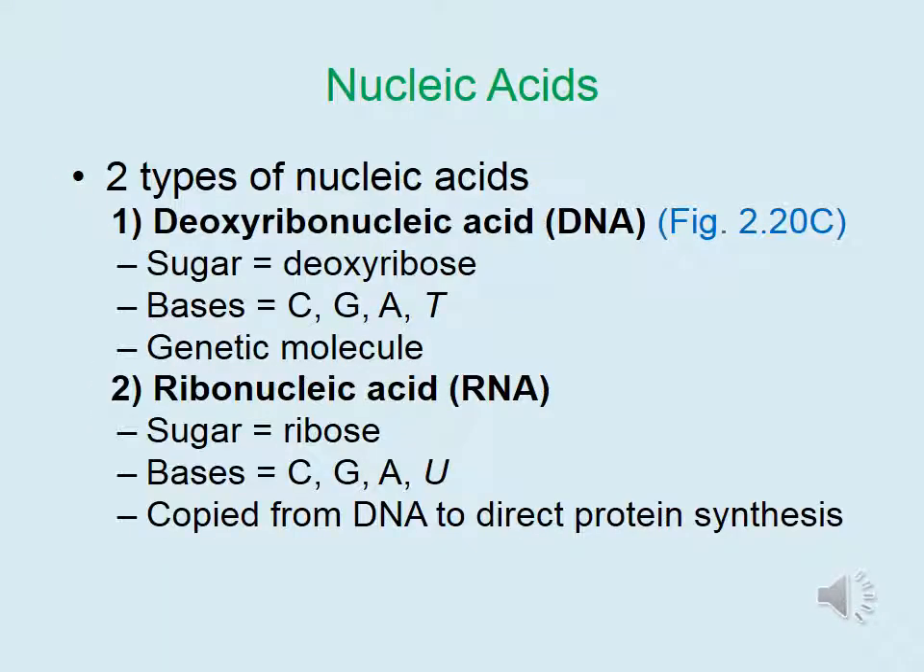There are 2 types of nucleic acids, deoxyribonucleic acid, or DNA, and ribonucleic acid, or RNA. The sugar found in the nucleotides of DNA is deoxyribose, and those nucleotides include the bases cytosine, guanine, adenine, or thymine. DNA is referred to as the genetic molecule. RNA has the sugar ribose and one of the following bases, cytosine, guanine, adenine, or uracil, which differs from DNA that has thymine instead. RNA is copied from DNA to direct protein synthesis.